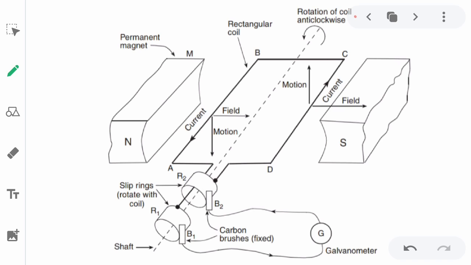Okay, it means if we study the motor properly, then it will become easy for us to understand the generator, and if we have understood the generator properly, then it will become easy for us to understand the construction of the motor. That's why I am presenting the difference between both of them, so that you will understand it better.